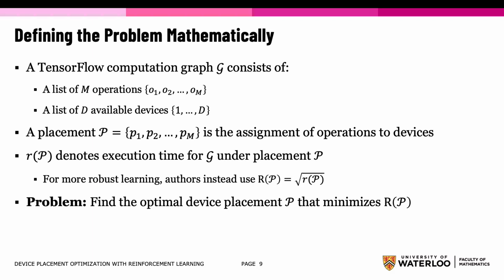Now, R of P denotes the execution time for G under the placement P. And particularly in this paper, the authors propose, for increased robustness, that we actually use the square root of R of P and denote that as capital R of P. So that's what we'll use moving forward. Now, to state the problem mathematically, and for the purposes of reinforcement learning, find the optimal device placement P that minimizes R of P.